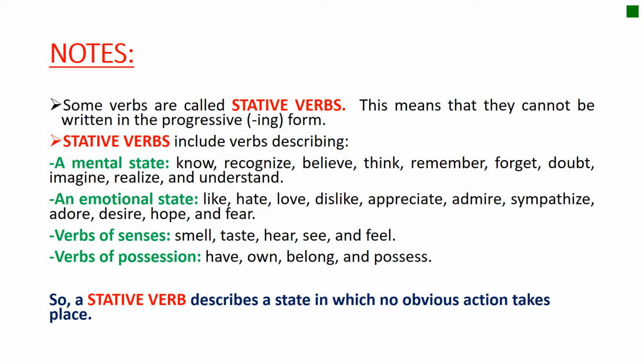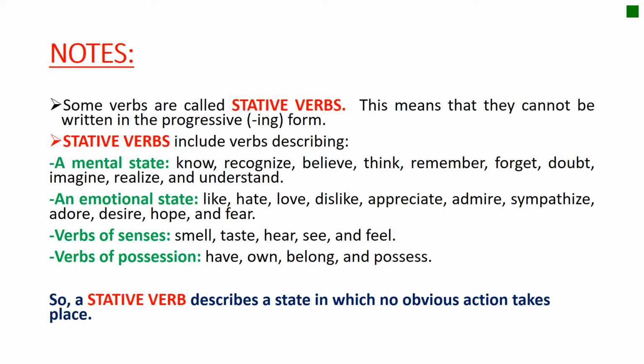Verbs of possession. Possession means owning. I have. I cannot say I am having 2 children. That would mean something totally different. I have 2 children. Those are mine. I own a black car. This book belongs to Samer. I possess a beautiful phone, okay? Verbs of possession. So verbs that cannot generally be put in the ing form are called stative verbs, which include a mental state, an emotional state, verbs of the senses, and verbs of possession.